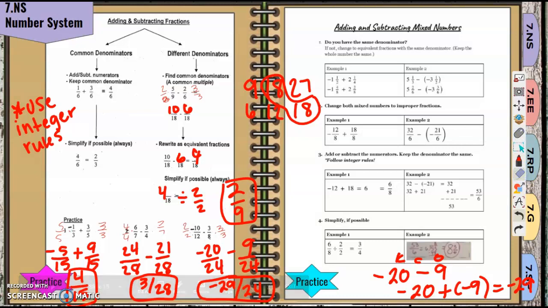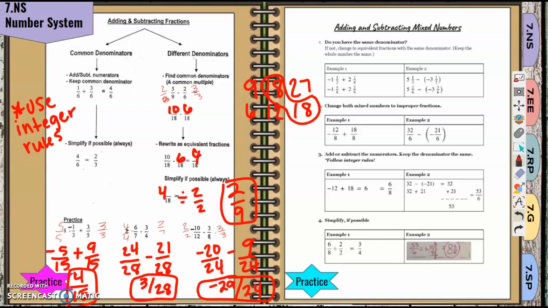All right, so for the right side of this page, adding and subtracting mixed numbers, again, you have to have the same denominator. So if you do not have the same denominator, you need to change to equivalent fractions with the same denominator. Keep your whole number the same while you're doing this. So for example 1, I have negative 1 1/2 plus 2 1/4. One common denominator is 8. You could also use 4, either way, but for this page they use 8.